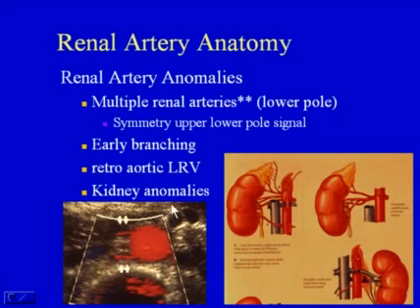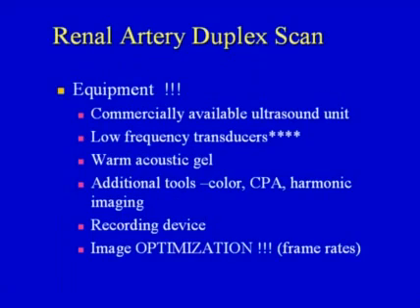Now, if you see kidney anomalies, horseshoe kidneys, pelvic kidneys, these are often associated with variances in the anatomy of the renal artery. So one should be suspect, if they see an anomaly of the kidney, that the renal artery might not be in its normal location.